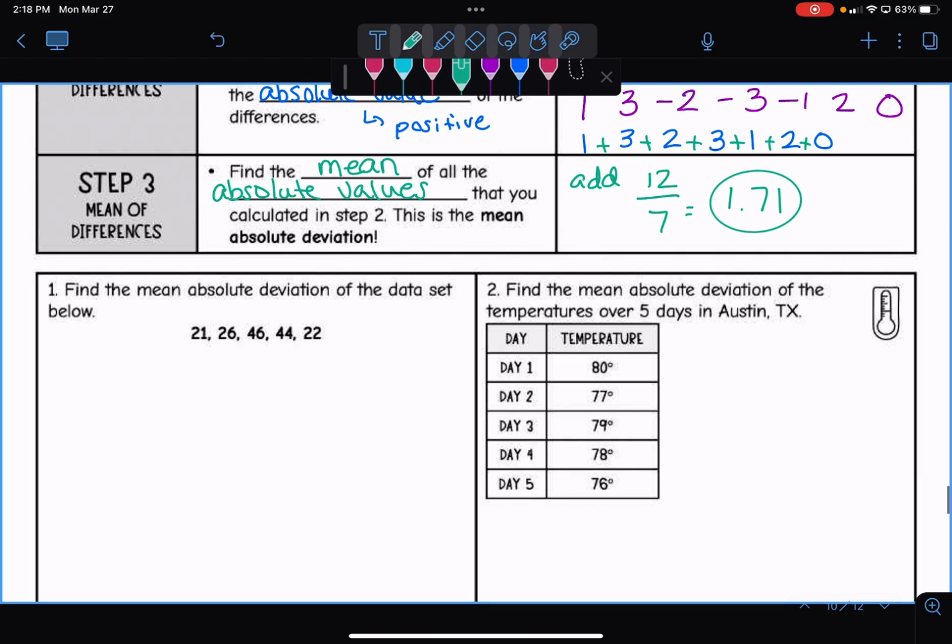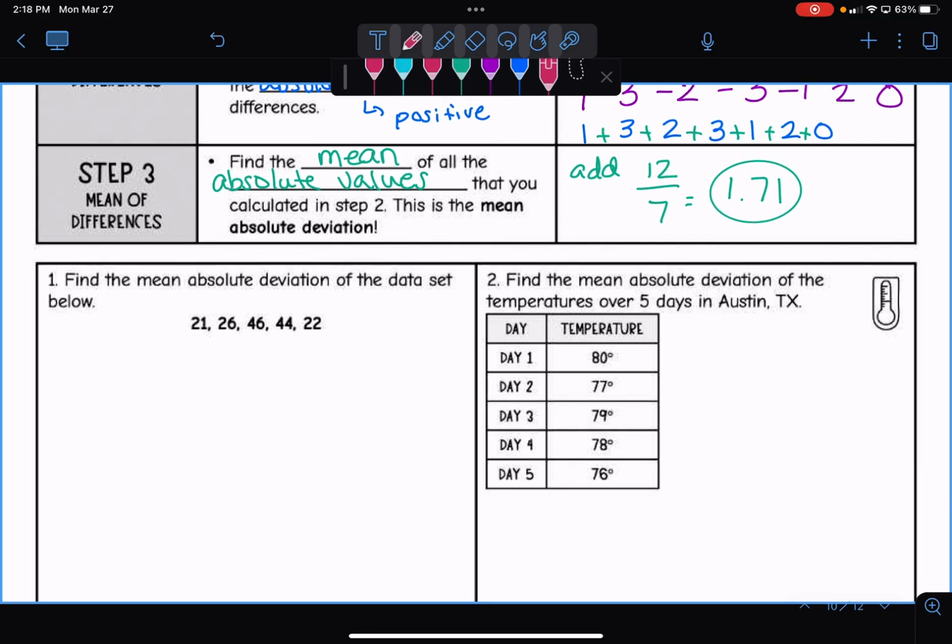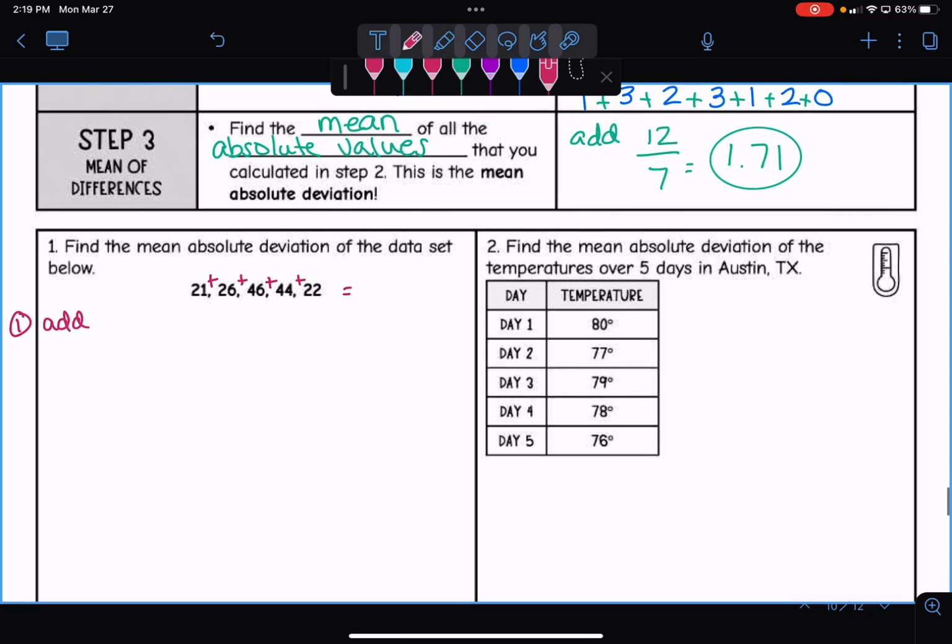Okay, so let's do another one. First step is to what? Add them up. When you add, what do you get? Use your calculators. Everybody do it. Don't wait for one person to tell us the answer. Okay, 159 is not the answer because now I have to do what? Okay. What do you get? 31.8.